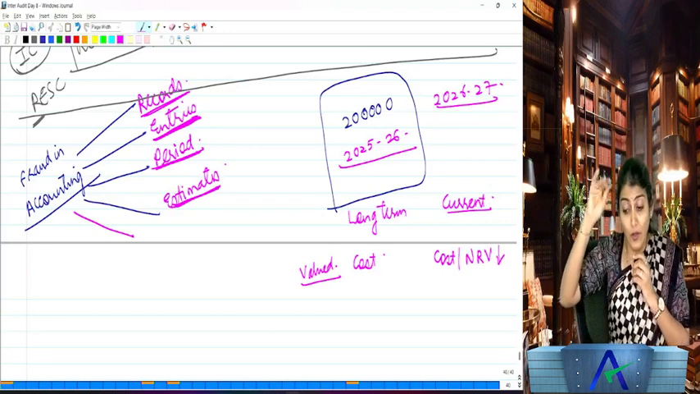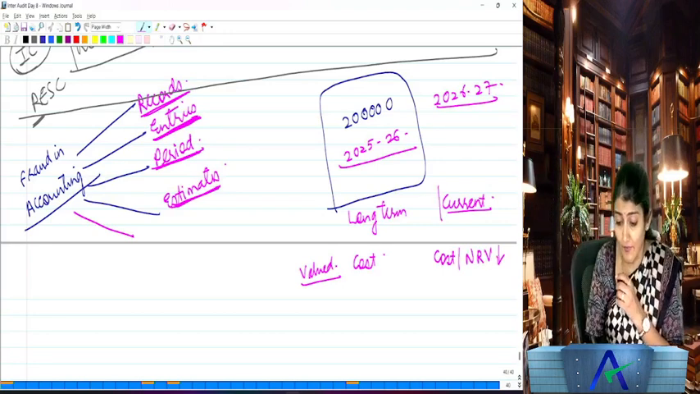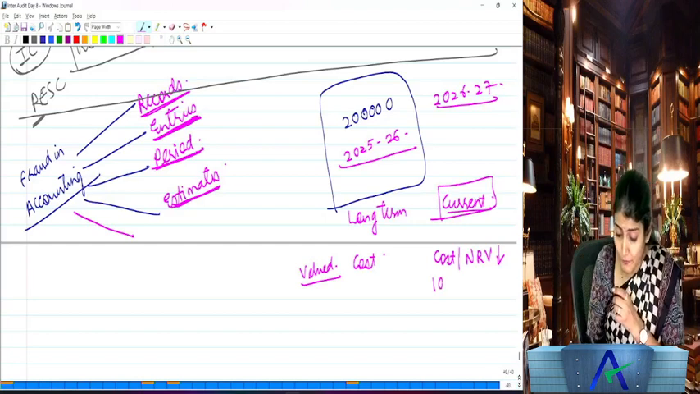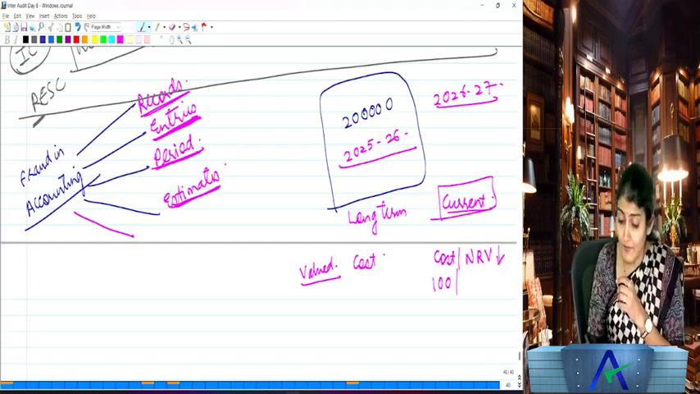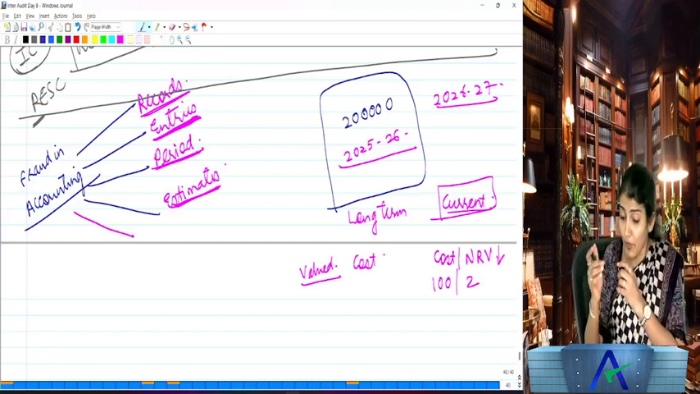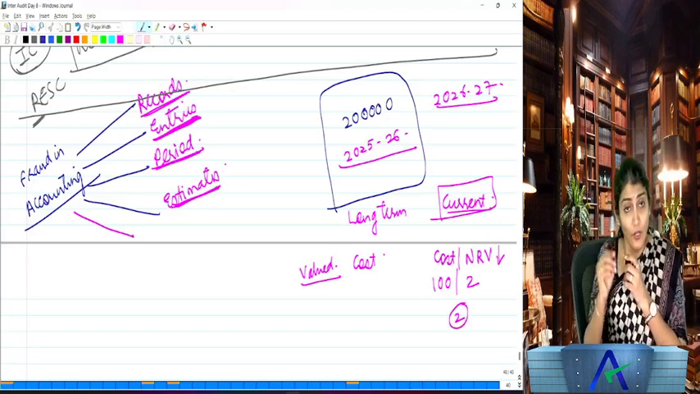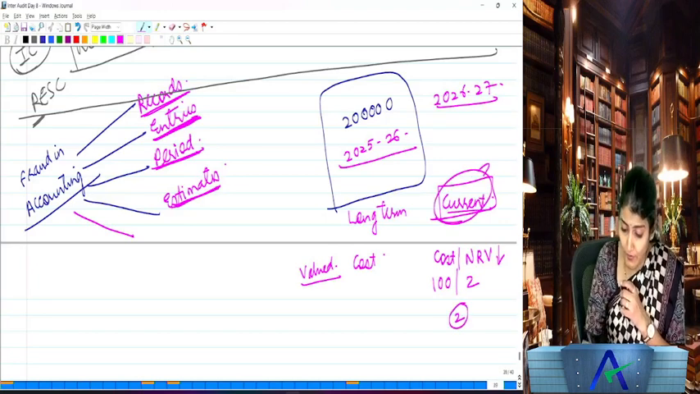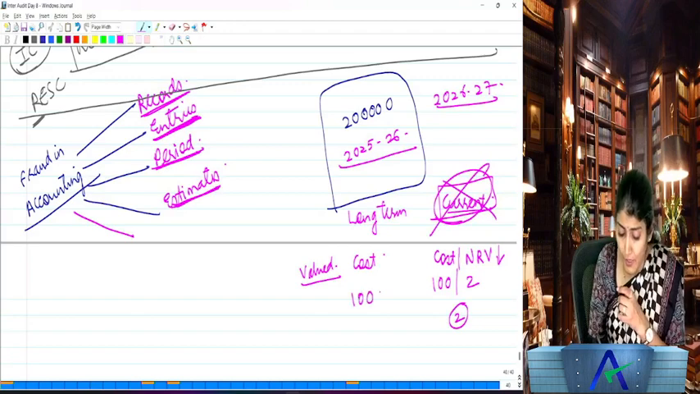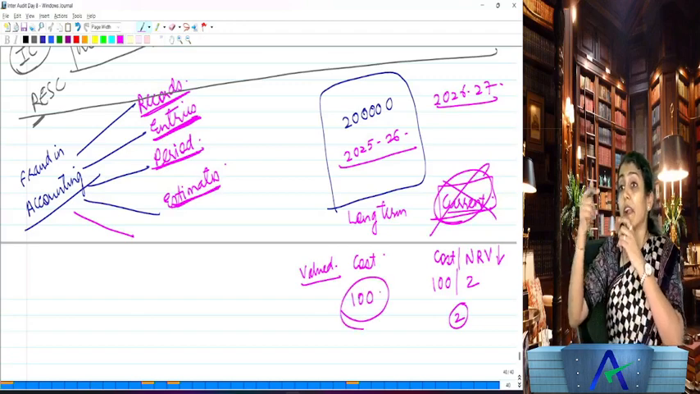Now, what is your investment? It is a current investment. Say, what is the cost of your investment? 100. What is the NRV? 2 rupees. At what price should you value it? 2 rupees. But what are you saying? No, it is not my current investment. It is my long-term investment, and you show it at 100.